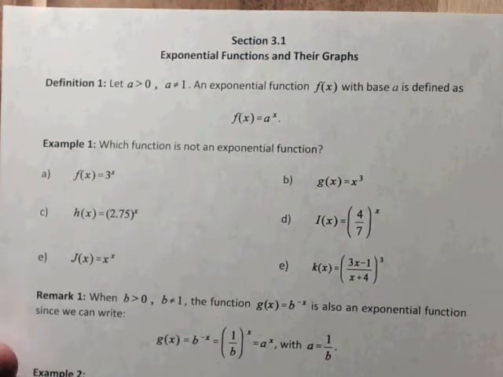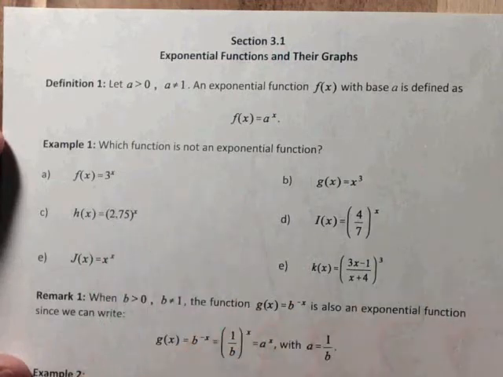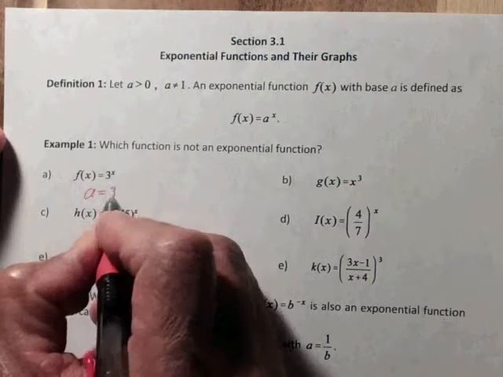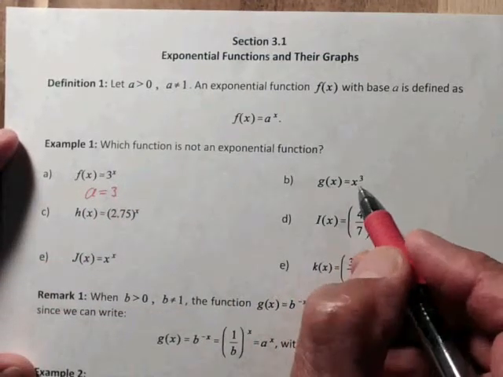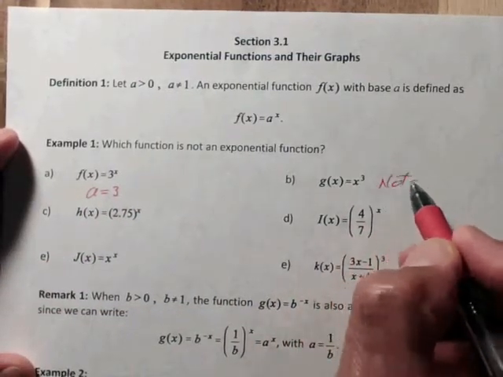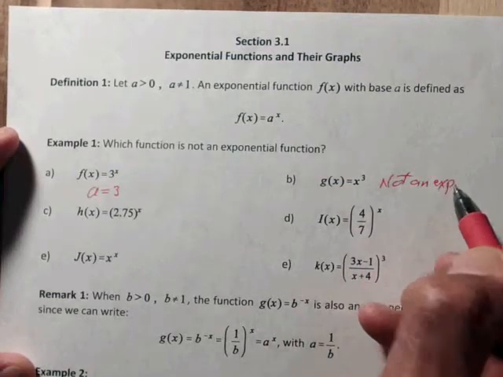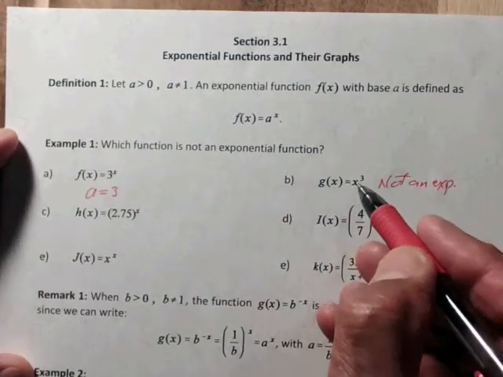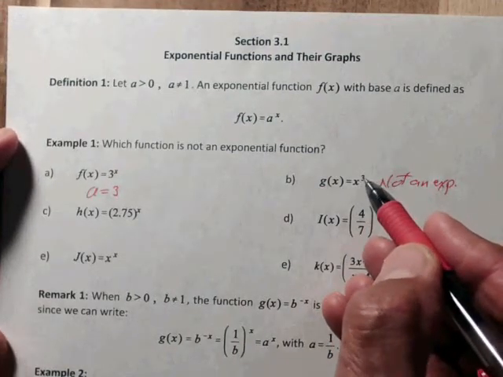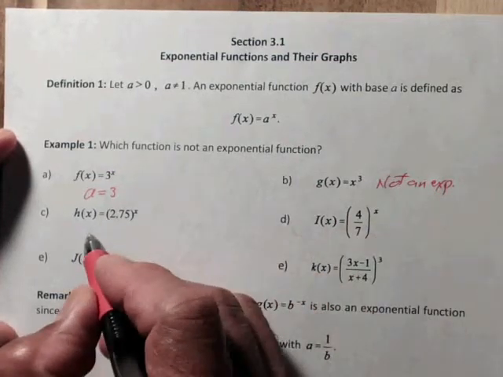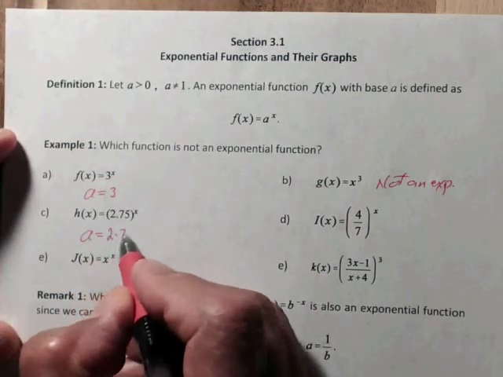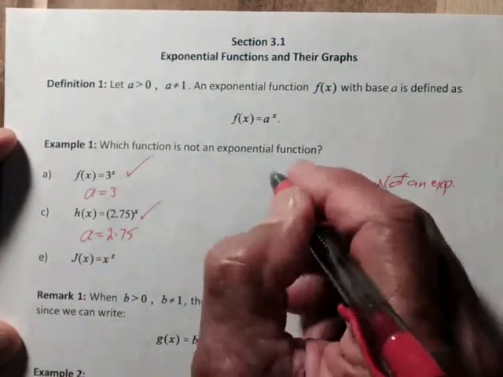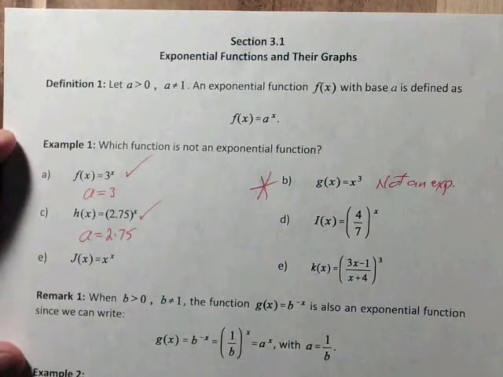Here are some examples. F of x equal to 3 to power x. In this case, your a is 3. This is not an exponential function, okay? Because your base has x in it, and exponent doesn't have any x. This one, a is 2.75. So check mark means these are exponential functions. Star means they are not exponential functions.